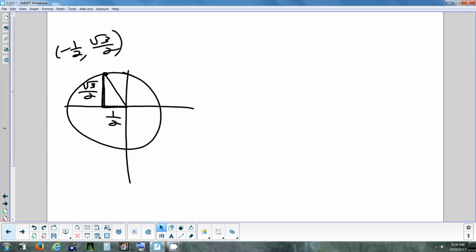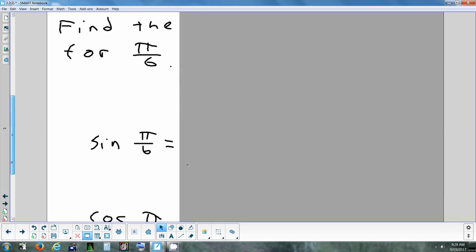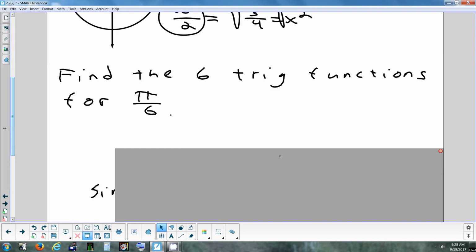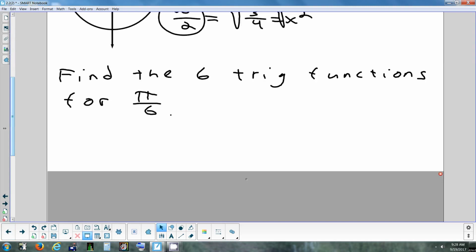All right, so let's see if we can find the problem. Let's find the 6 trig functions for pi over 6. So Cameron, this came up yesterday. Sometimes we had an angle in radians. And what did we usually like to do with that first? Multiply by 180 over pi. And what's that going to do? Turn it into degrees. And do you know what 180 divided by 6 is? 30.